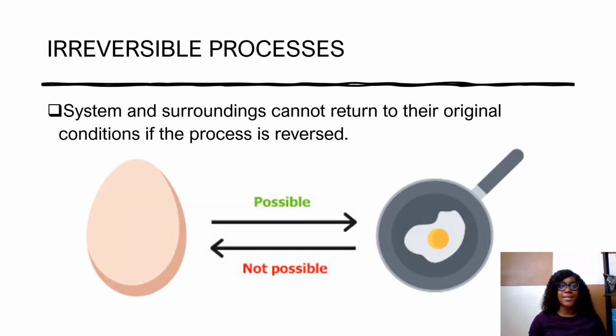So now let's take a look at the real world. Our system and surroundings cannot return to their original state conditions if the process is reversed. Let's look at a very simple example. We have an egg and we're going to fry this egg for breakfast, right? The first reaction, which is to fry our egg, is possible. Crack the egg in the oil, and we get our nice sunny side up. Now, if I want to go back to my initial condition to get back my whole egg, not so much. That's virtually impossible. This is basically the simplest way of expressing what an irreversible real life process is like.